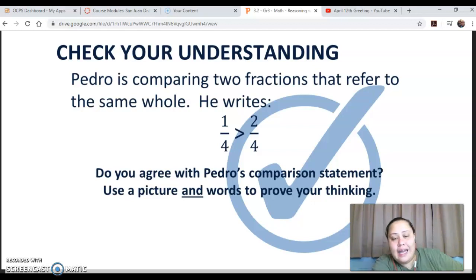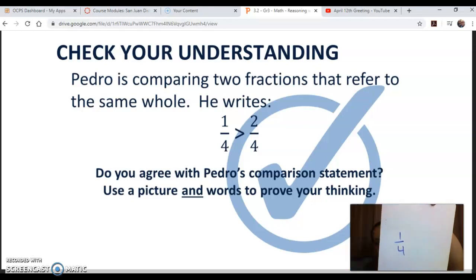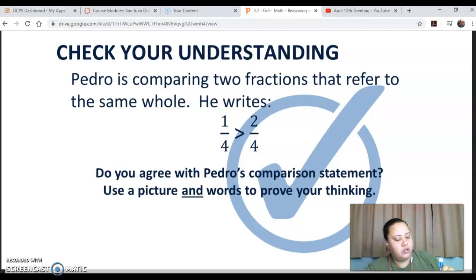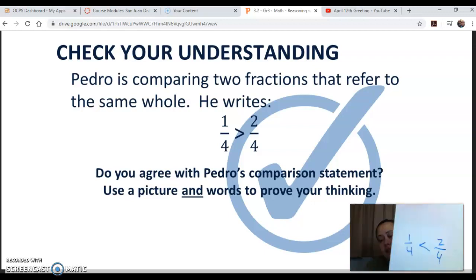So what we can change is the symbol. 1/4 is still going to be written first, but instead of a greater than sign, we're going to switch that out for a less than sign. And that's the correct way he should have written that number sentence.